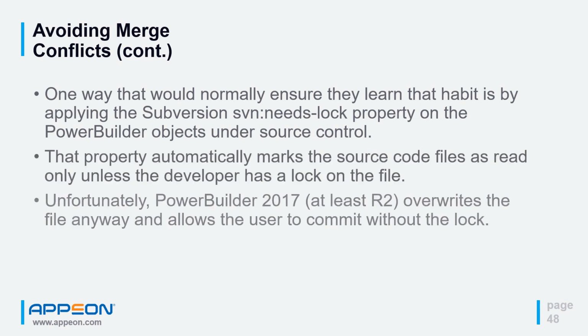Now, the problem with that is that you could apply that property. What it does is it marks the local file read-only when that property is applied to the object. And that's how the developer would know, oh, I can't make any changes because the file's marked read-only. Unfortunately, because PowerBuilder is handling the interaction with the files for us, it doesn't actually check to make sure the file's not locked when you go to do editing. So once again, this will be something that will get resolved with R3 when PowerBuilder itself will do the locking for us.